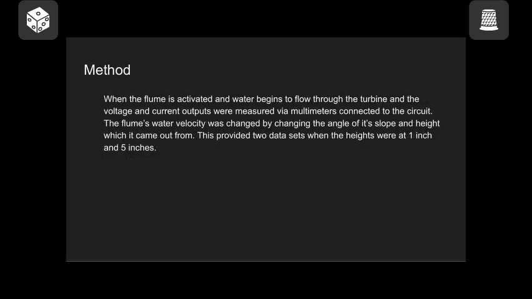When the flume is activated and water begins to flow through the turbine, the voltage and current outputs were measured via multimeters connected to the circuit. The flume's water velocity was changed by changing the angle of its slope and the height from which the water came out. This provided two data sets, when the heights were at 1 inch and 5 inches.